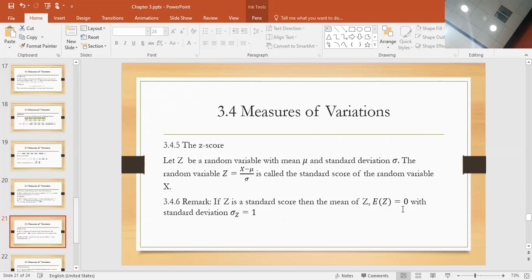Now, very important among distributions is the standard distribution. The standard distribution Z is defined as x minus mu over sigma for any random variable x. So the particularity of this standard score, also called the Z-score, is that it has a mean of 0 and a standard deviation of 1. So let me explain that here.